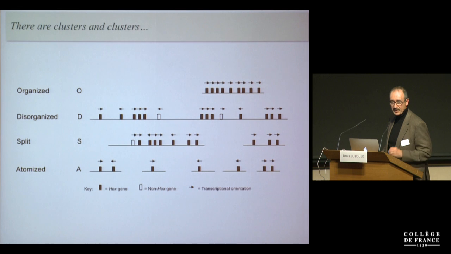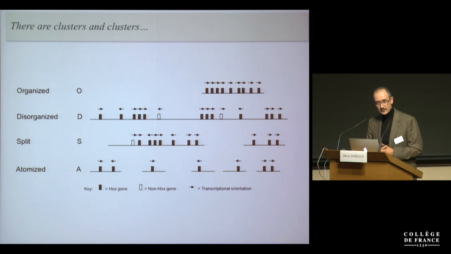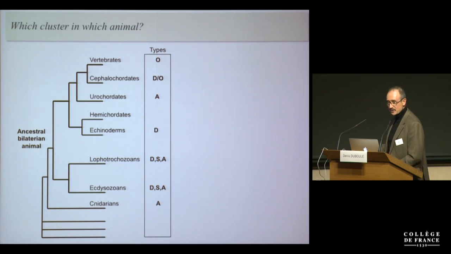organized gene cluster, metagenes. Now, of course, the interesting question for those of you interested in the evolution of development is which animal has what? And if you look at the phylogeny, a very schematized phylogeny, you see that essentially all animals have all types of clusters, all animal groups, all taxons.